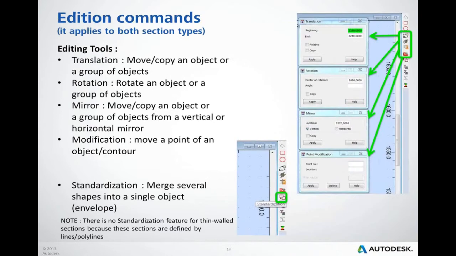There are a few additional commands to help create correct section shapes, like translation, rotation, and mirror, each of them having move and copy modes. The modification option allows modifying position by moving the section's characteristic points. Standardization merges several shapes, including opening and cutout shapes, into one single object. Note, there is no standardization feature for thin-walled sections.